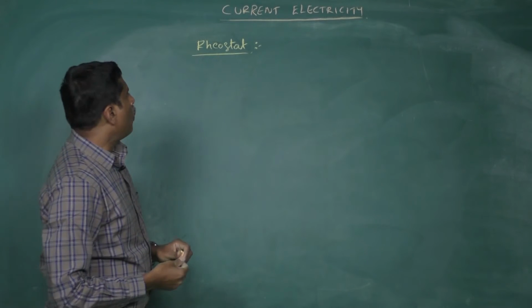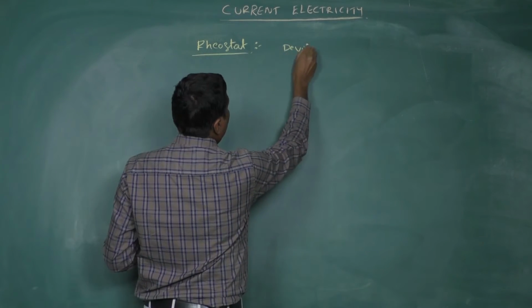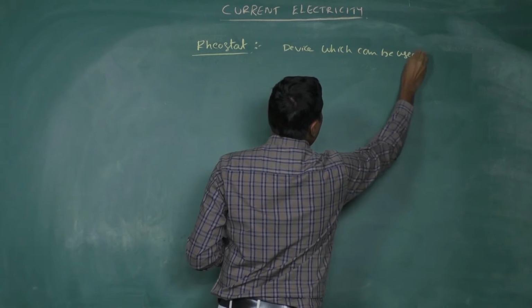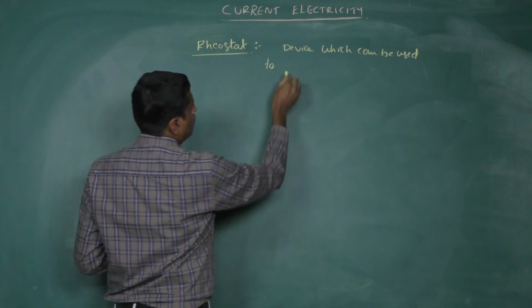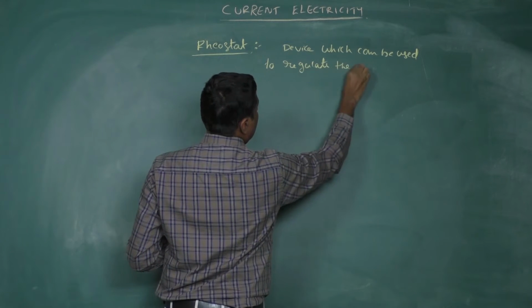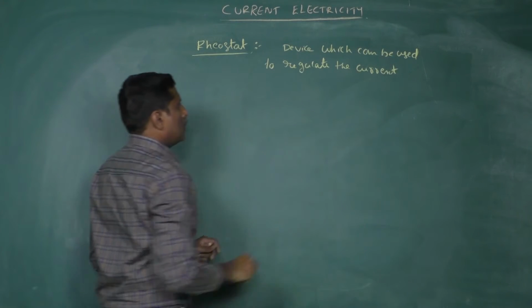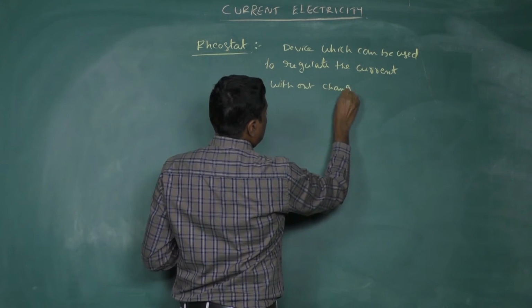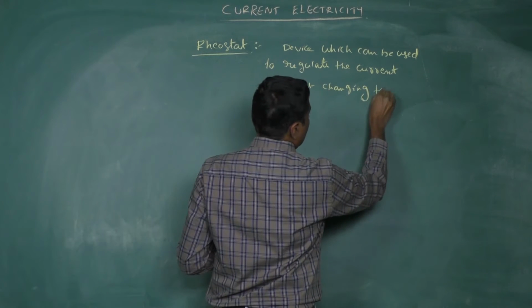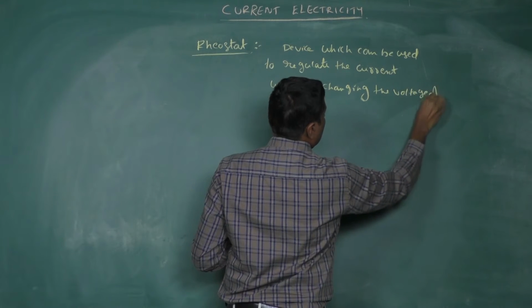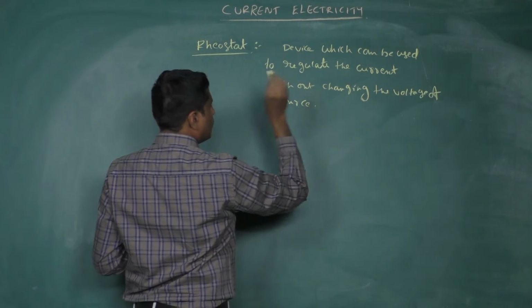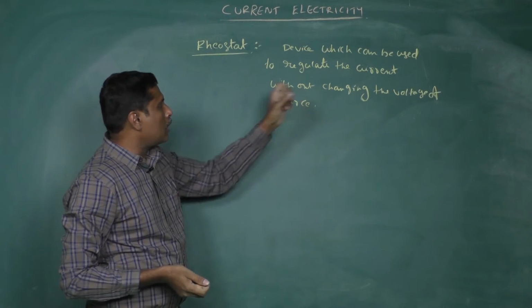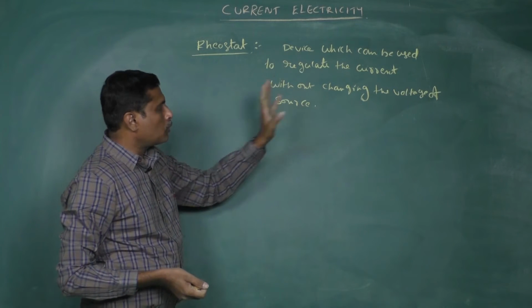Rheostat. What is meant by rheostat? Rheostat is a device which can be used to regulate the current without changing the voltage of source.